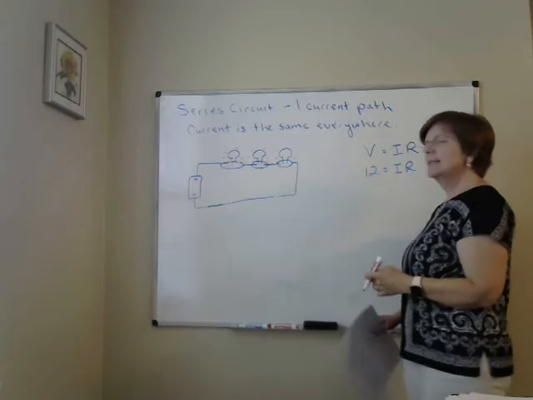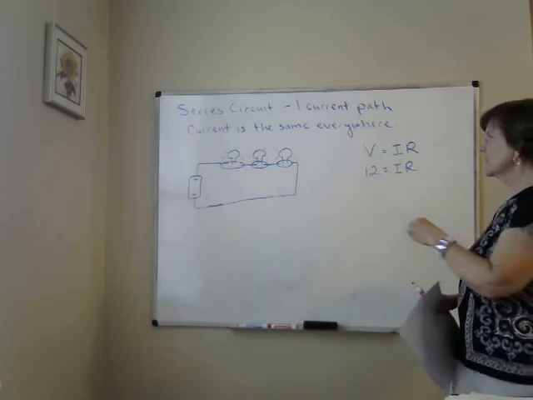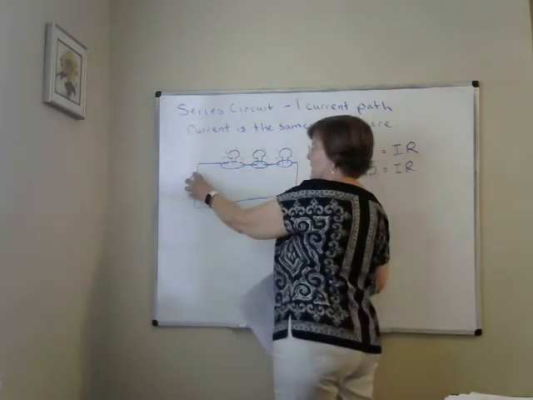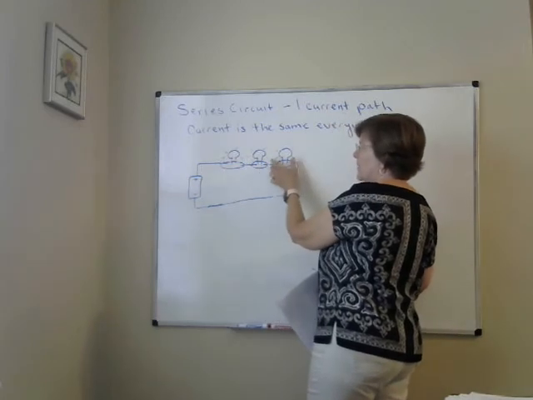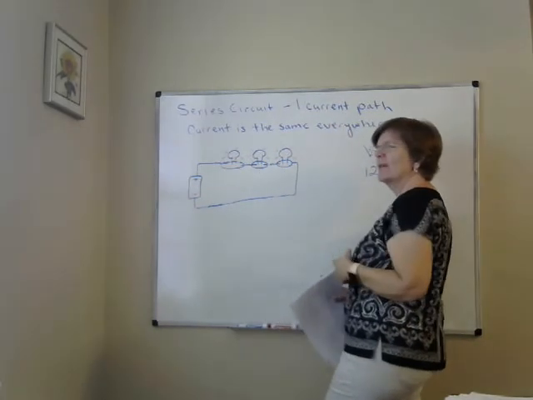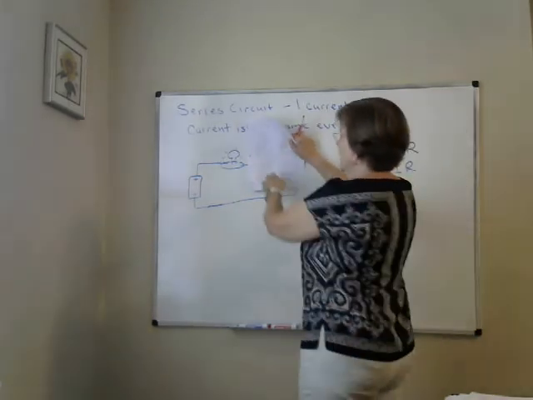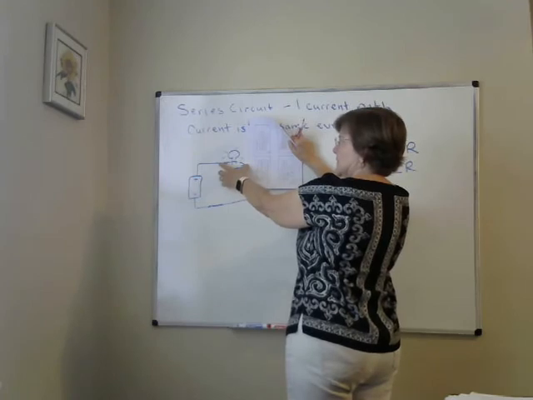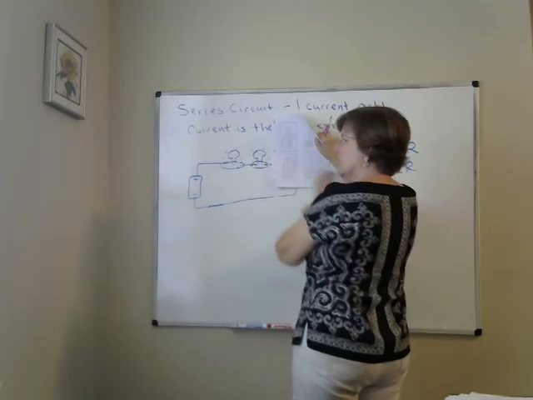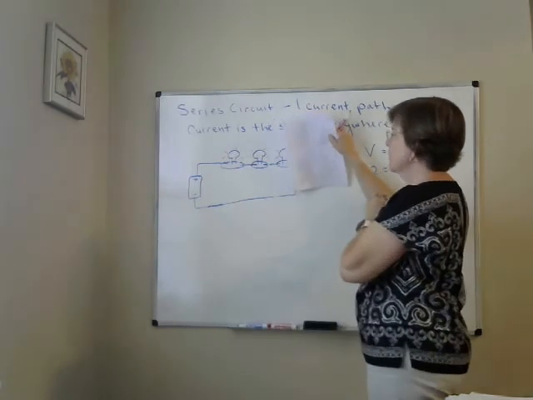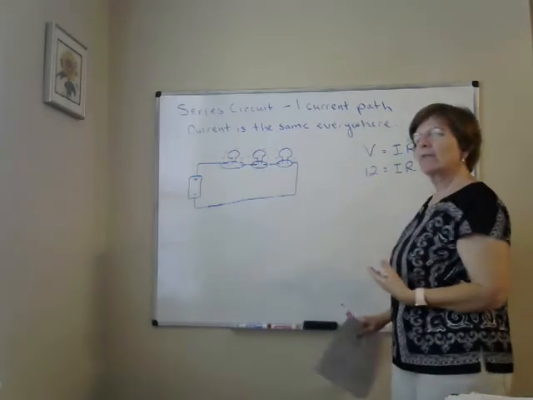Why? The individual voltage drops, if these are identical and this is 12 volts, there's going to be a 4-volt drop here, a 4-volt drop here, and a 4-volt drop here. That's why they're not measuring as bright. When I only had the one bulb, it got all 12 volts. When I had 2 bulbs, there was 6 volts here and 6 volts here, so it was much dimmer. By the time I have 3 bulbs, it's 4, 4, and 4. They're having to share that voltage.